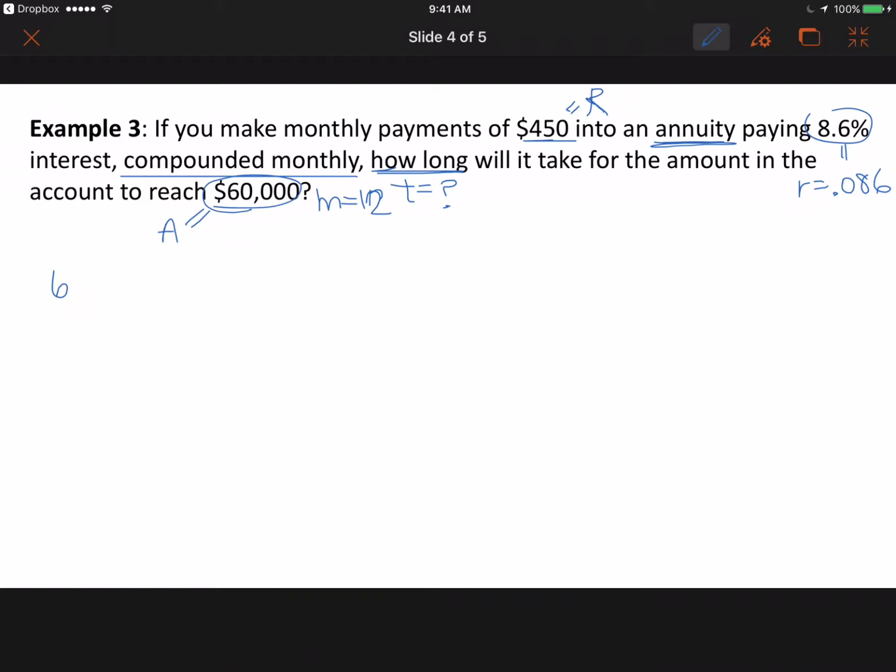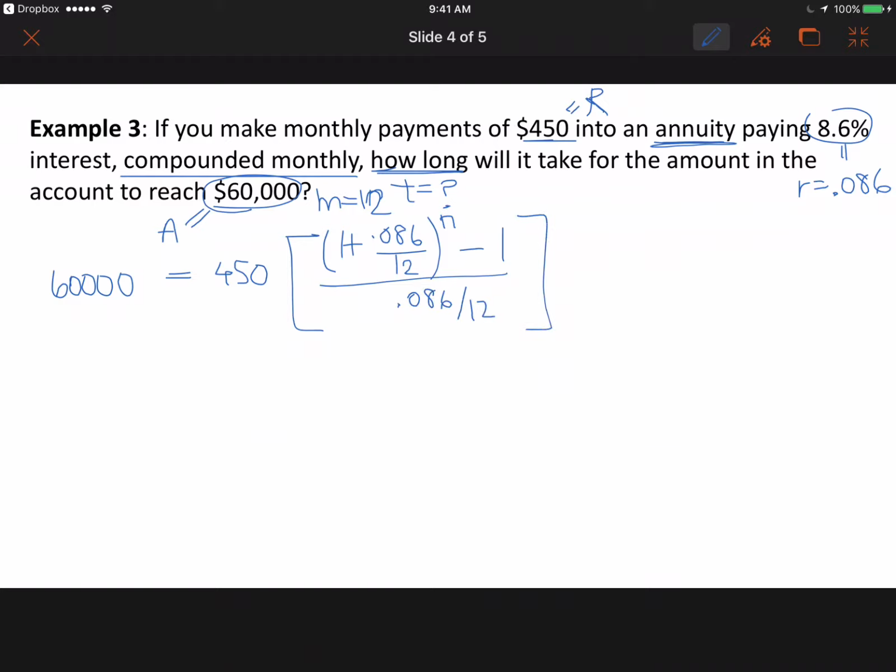So I've got 60,000 equals 450 times 1 plus 0.086 divided by 12 to the, so it's to the MT. Let's just call that N for now because we don't know T. We'll solve for N and then we'll solve for T. So minus 1 over 0.086 over 12. Okay, so our goal is to get to that N. We've got to work from the outside in, removing the things in our way.